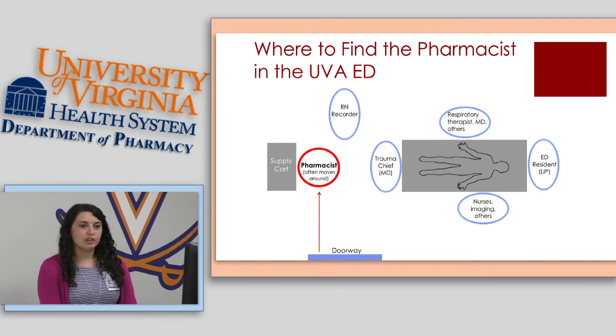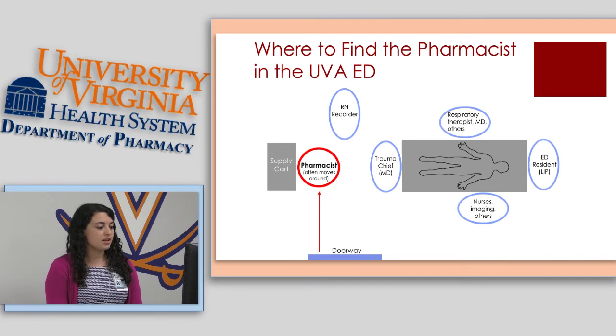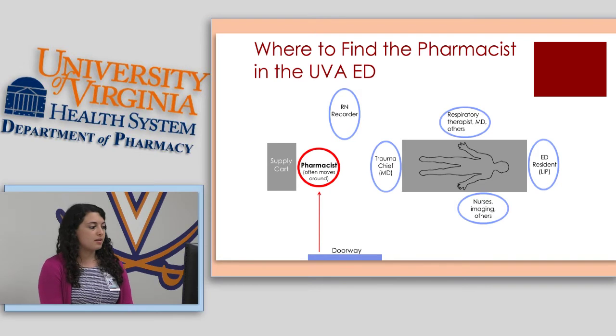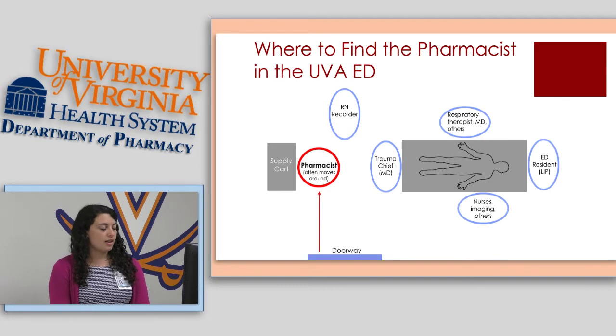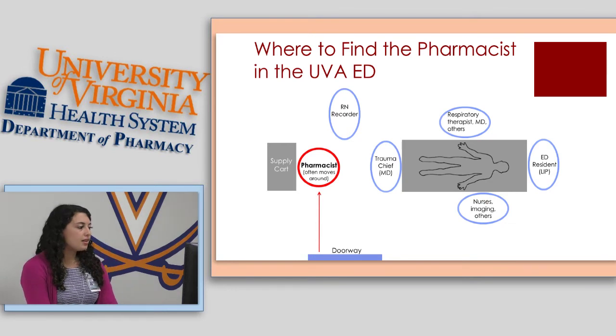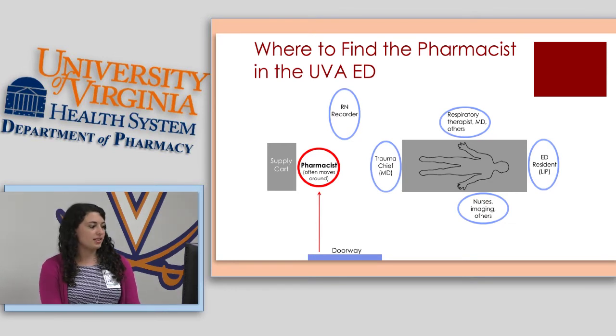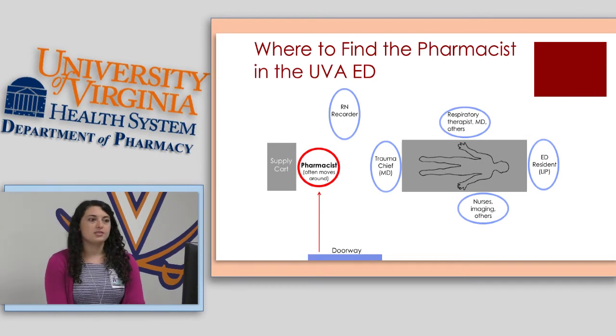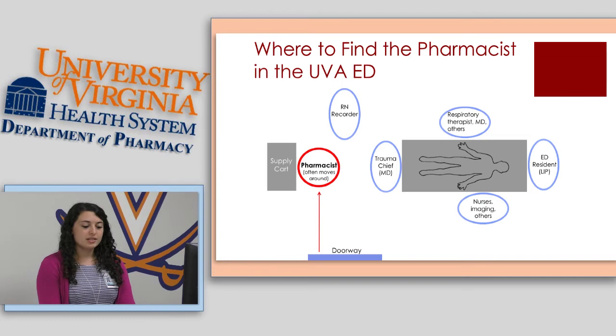But they really are moving around the room quite a bit, so they may be over near the head of the bed, handing a syringe to a nurse. They may be talking to the trauma chief about a medication that they think would be good to add to the plan. So you really just have to look around the room if you don't see them at the supply cart. Another important person to notice is the RN recorder, who is also near the foot of the bed. This is the person who will be recording any medications administered, anything that's going on during the alert.